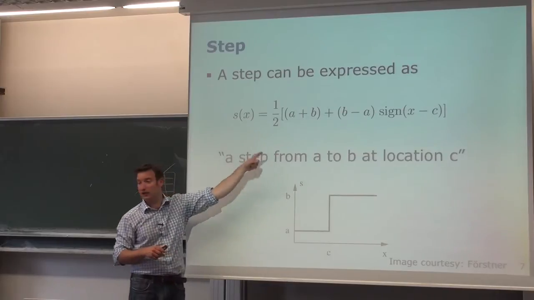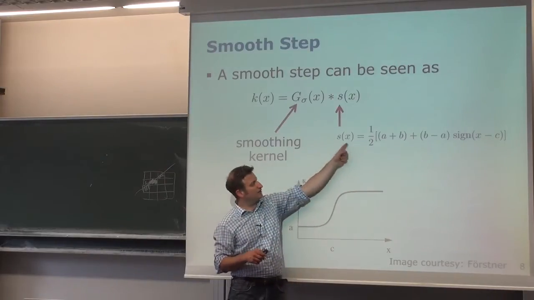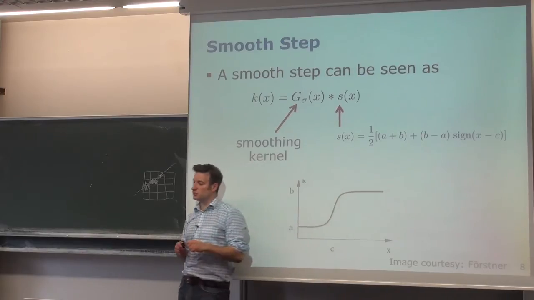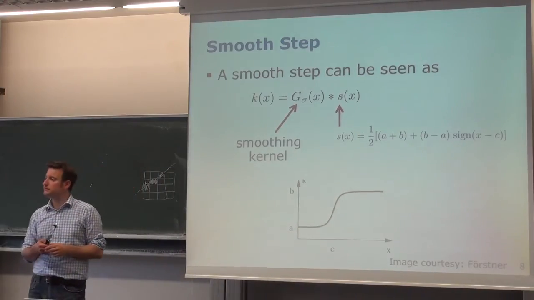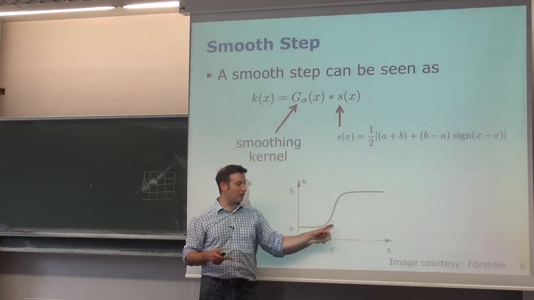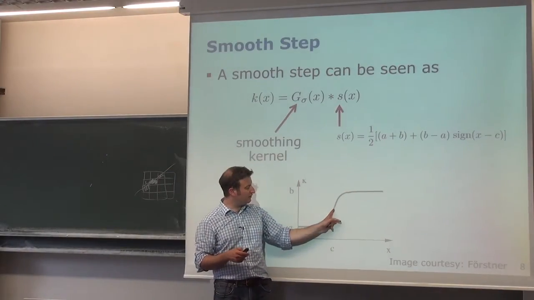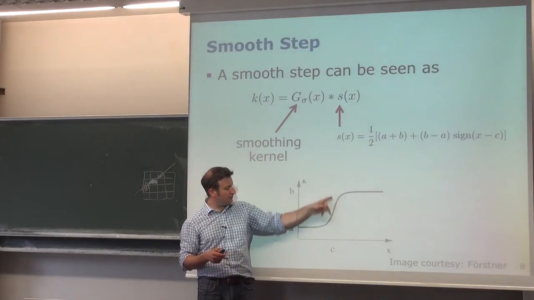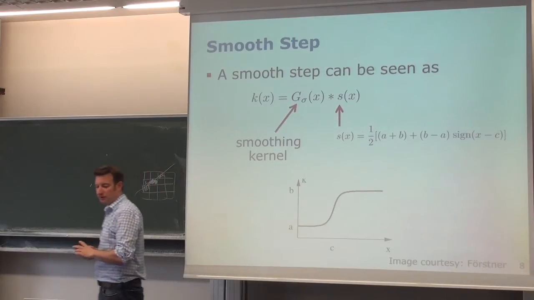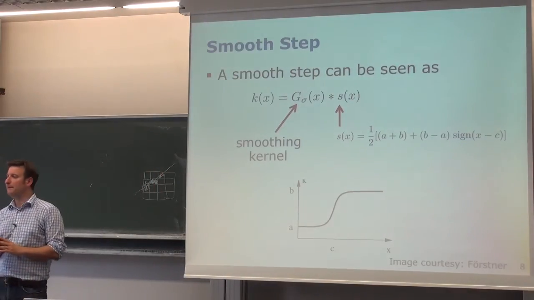Convolve it with my function S. So this was my function S over here, it's also written here. I convolve this with S, and then I get a step function, which looks like this, more a sigmoid function. So which moves from A to B around C. So not exactly at C, this is a value at C, which typically lies between A and B. But now this is a smooth function that we have over here.